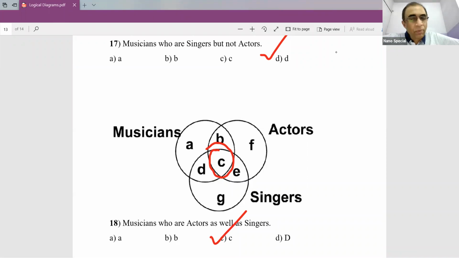I don't have a class tomorrow. My next class will be on Monday, and we should be wrapping up logical reasoning with that class. Okay. So I hope the new timing suits you. Morning you can study, and afternoon you can participate in the classes. I hope all of you are participating in the classes.